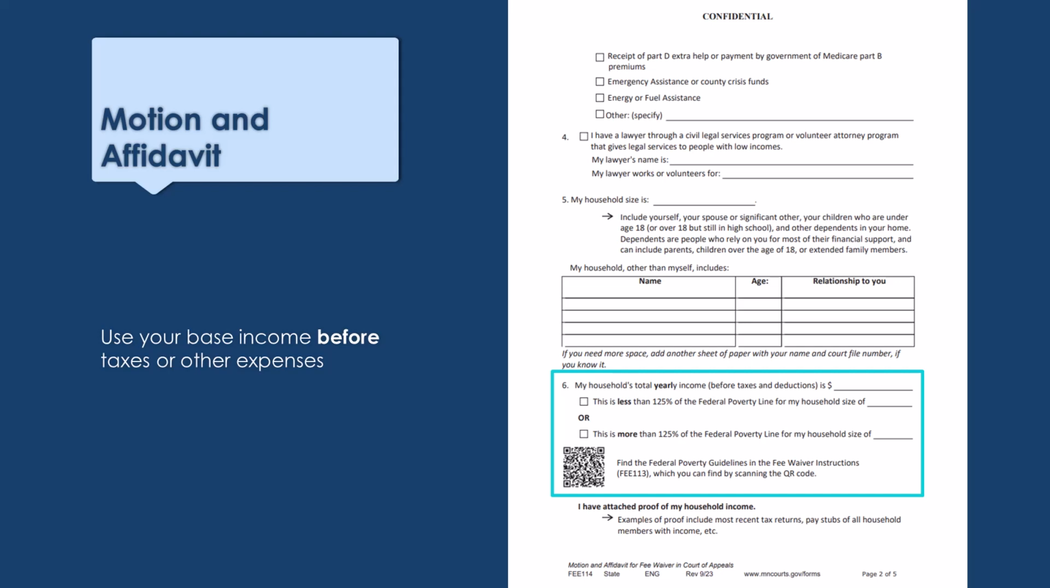Questions 6 through 9 ask about your and your family's income. Question 6 asks about your annual family income to see if your family's income is below 125% of the poverty guidelines. Write your yearly family income on the first blank in question 6. Use your base income before any deductions for taxes or other expenses are taken out.